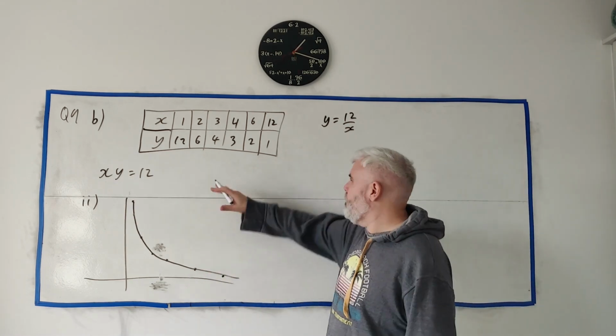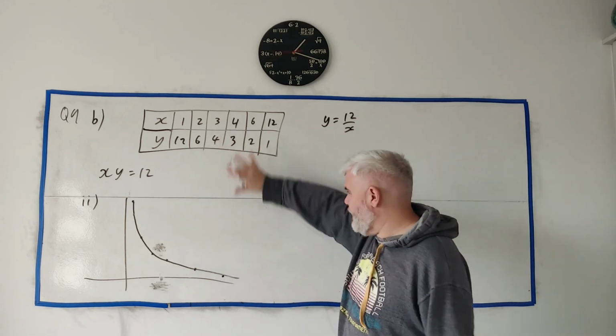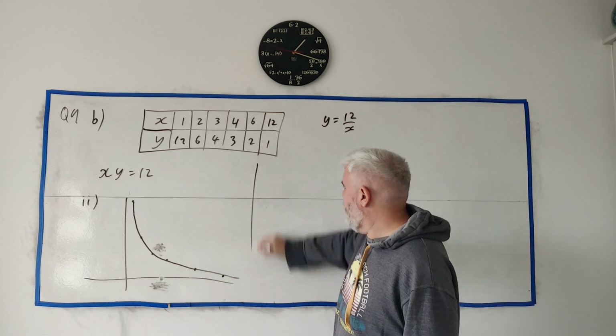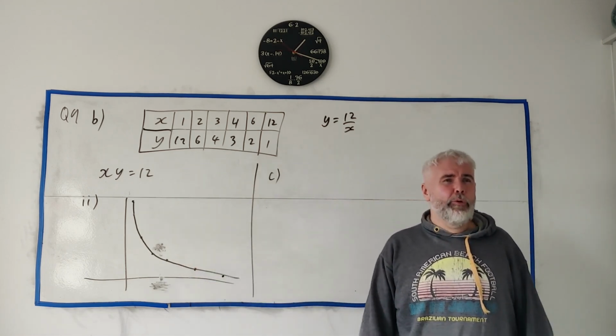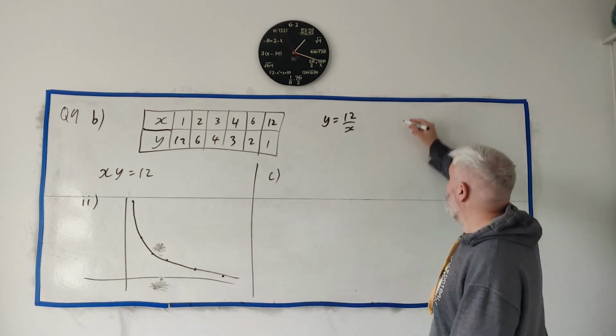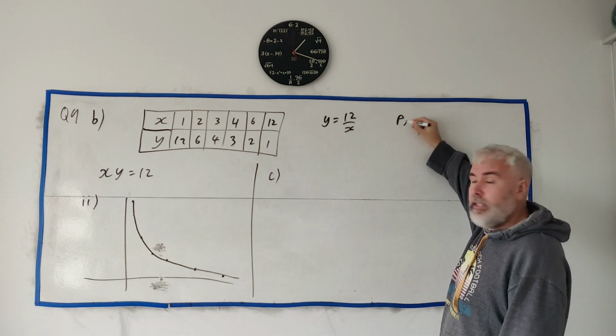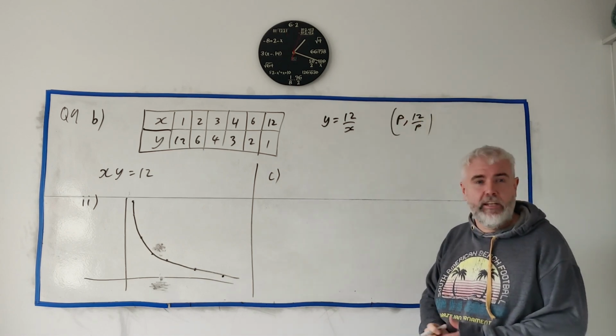Then part C continues on with this y is equal to 12 over x. So I'll keep this here. Yeah, we'll put C here, because we'll talk about the graph a couple of times. So y is equal to 12 over x, but there's a point P, 12 over P, that's on this axis. So just think about that.